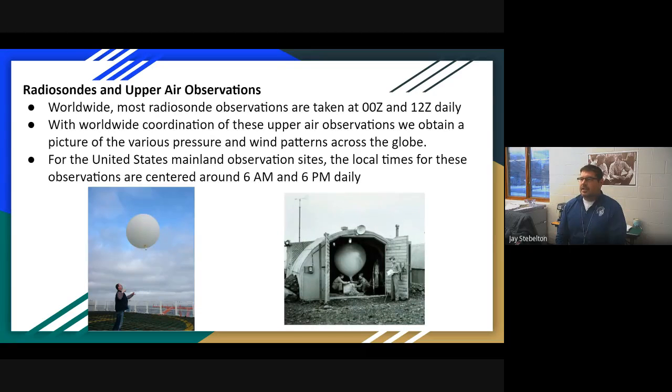So here's a couple of images of how they launch the balloons. They launch them two times a day, usually around 6 a.m. and 6 p.m., or 0Z and 12Z if you're going back to Zulu time. And launch them just like this. They have a little instrument attached to it. As it rises up in the atmosphere, it sends the data back to a computer and it gives us what we call the Skew T diagram, or data at different levels of the atmosphere.